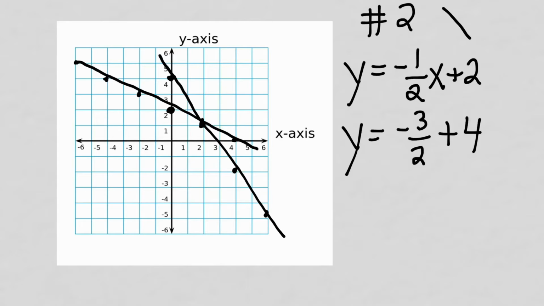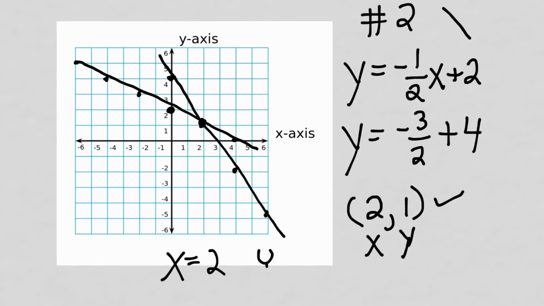It's pretty obvious that the intersection is right here at 2, 1. I go to the right 2 and go up 1. That's my x, that's my y. I'll accept it like this. If you want to write it x equals 2, y equals 1, I'm fine with that.